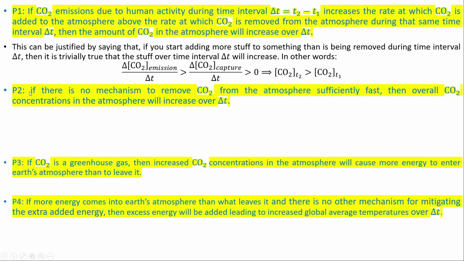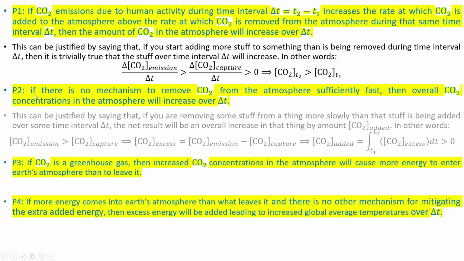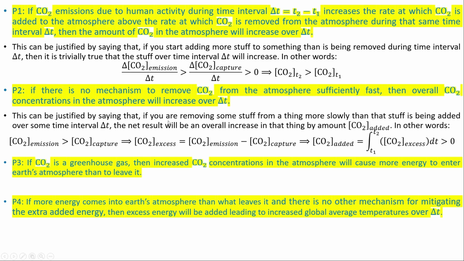Then P2 here: if there is no mechanism to remove CO2 from the atmosphere sufficiently fast, then the overall CO2 concentration in the atmosphere will increase over this delta T. This can be justified by saying that if you are removing some stuff from a thing more slowly than that stuff is being added over this time interval delta T, the net result will be an overall increase in that thing by some amount, CO2 added.